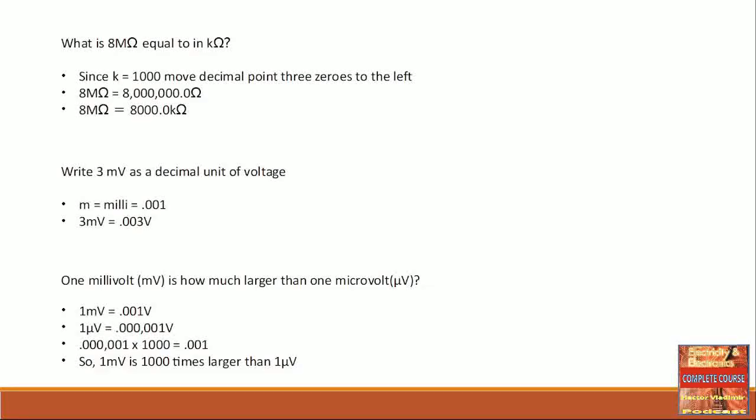We multiply the microvolts into 1000, which is the milli part, and we get 0.001. So in fact, 1 millivolt is 1000 times larger than 1 microvolt.